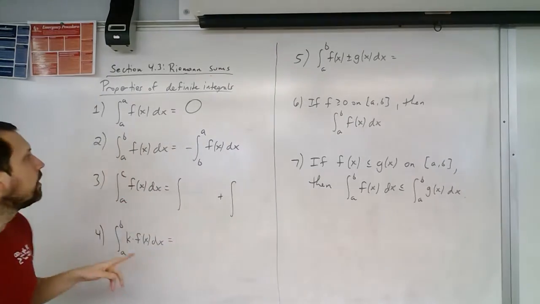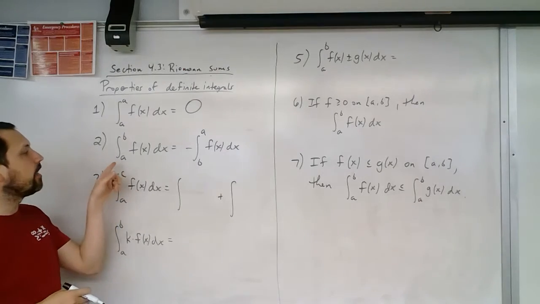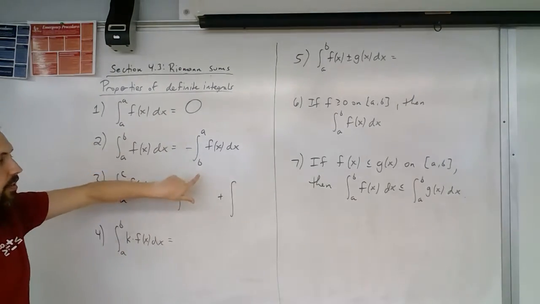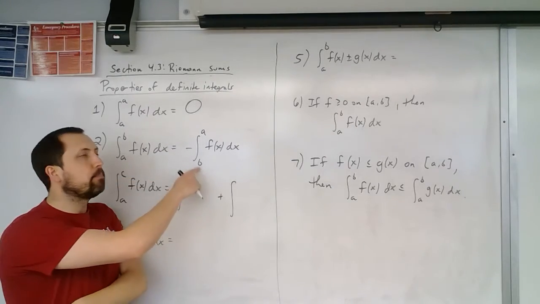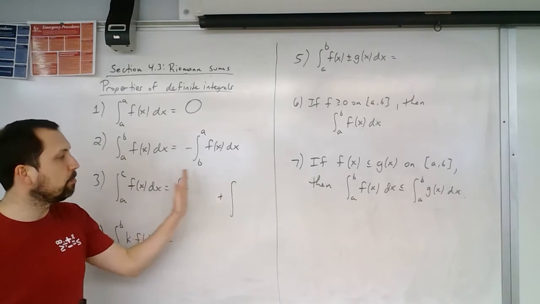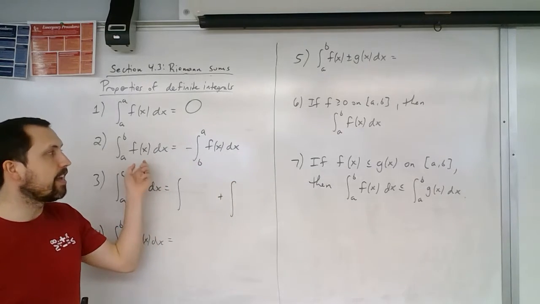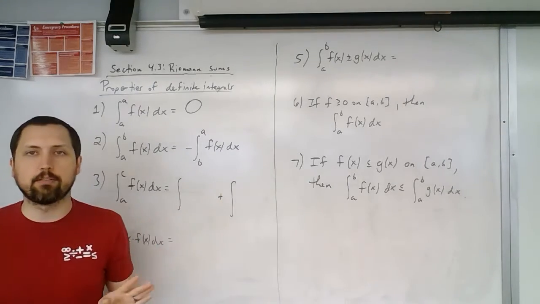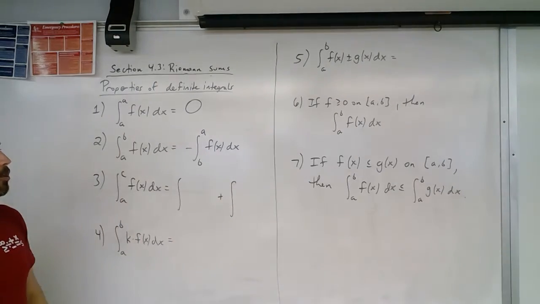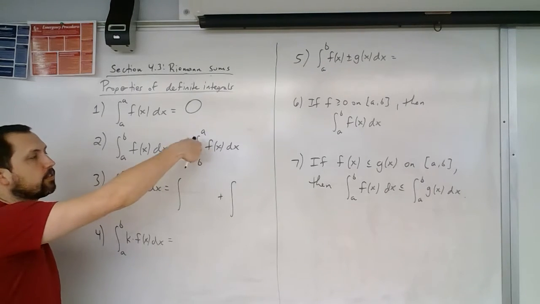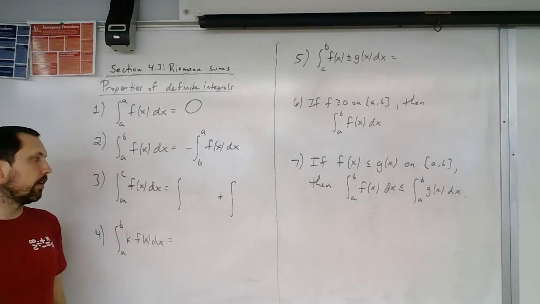There's no area. Next one, if I have the integral from a to b of f of x dx, if I switch these, if I instead want to go from b to a, so if I go from left to right, a to b, that area, or that net area, is going to be negative if I go in the opposite direction. Okay, so you flip the upper and lower limits, then you just put a negative there.